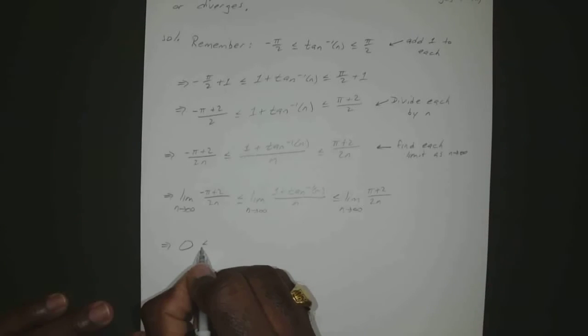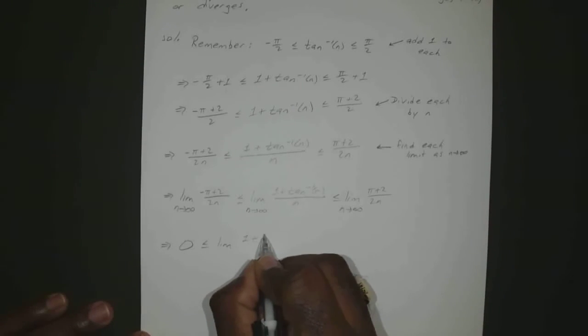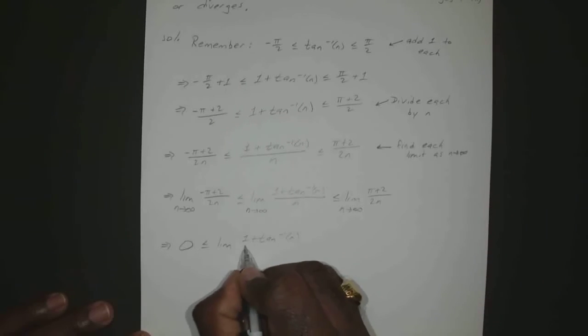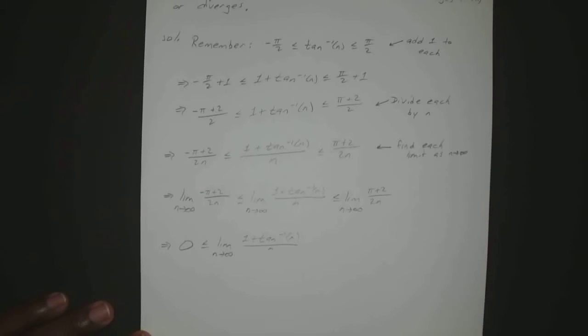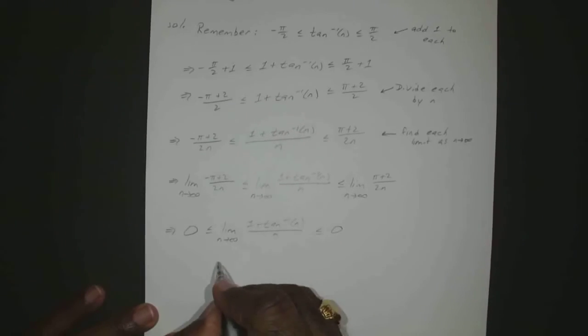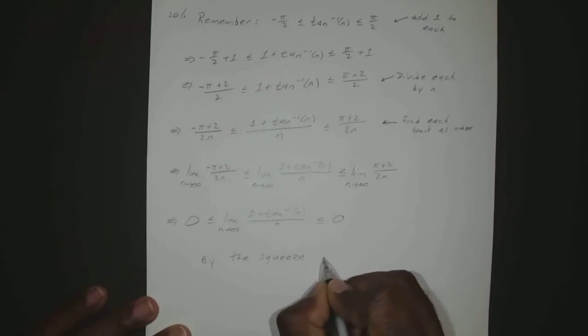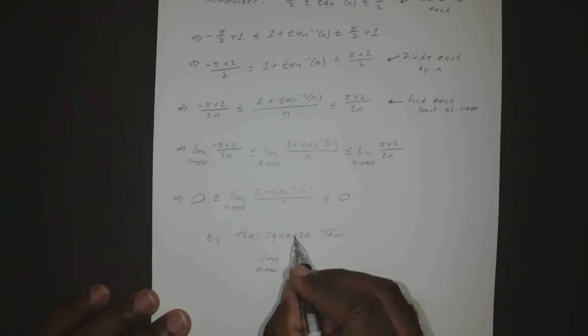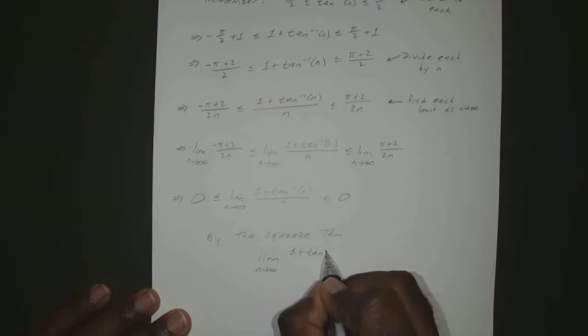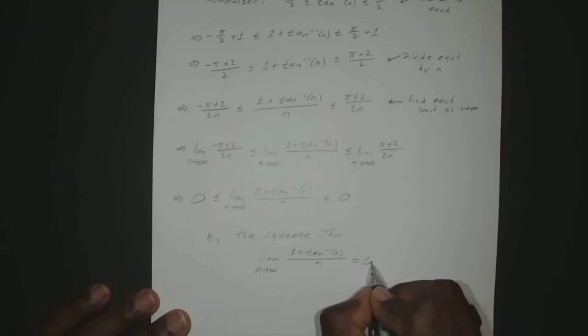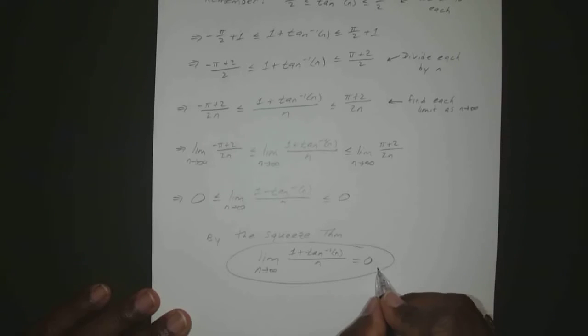So you have 0, which is less than or equal to the limit of 1 plus tangent inverse of n divided by n as n approaches infinity, which is less than or equal to 0. So again, by the squeeze theorem, the limit of this sequence is 0. So it converges. Limit as n approaches infinity of 1 plus tangent inverse of n divided by n is 0. So we know it converges.